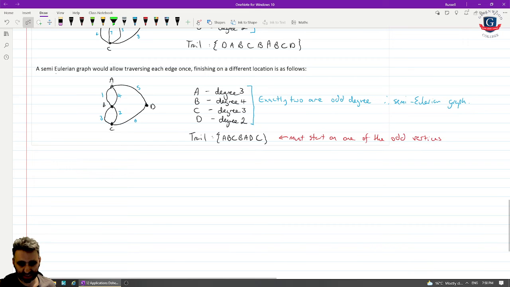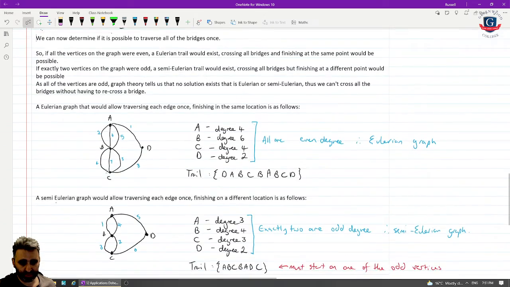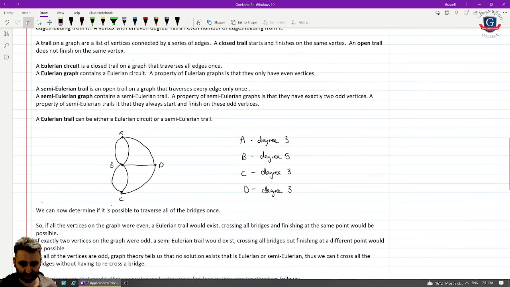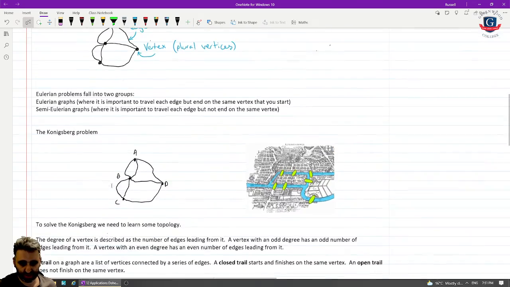So here's a case. A to B, B to C, C back to B, back up to A, across to D, and we finish on the other odd node. So whatever odd vertex we start at, we're going to end on the other odd vertex. And there's the trail there. So there's a bit of an investigation into Eulerian and semi-Eulerian graphs and a review of the Königsberg problem.